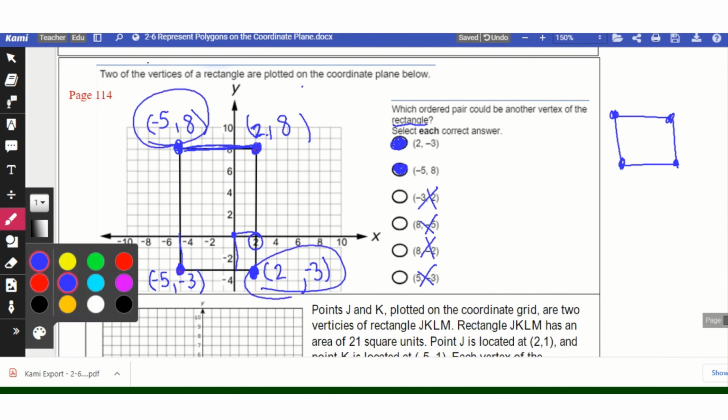And I want you to pay close attention. Notice that -5 was used twice. 8 as a y-coordinate was used twice. 2 as an x-coordinate was used twice. And -3 as a y-coordinate was used twice. So whenever you're making a rectangle on a coordinate plane, you're going to have 2 x-coordinate values and 2 y-coordinate values. Each will be used twice.